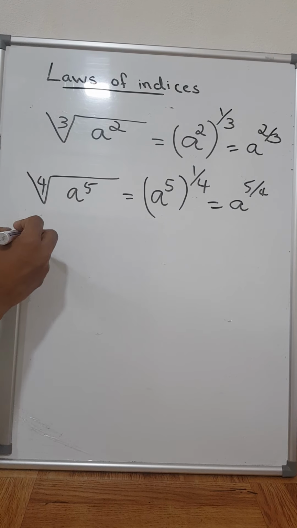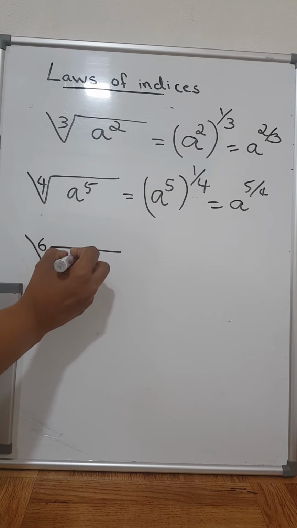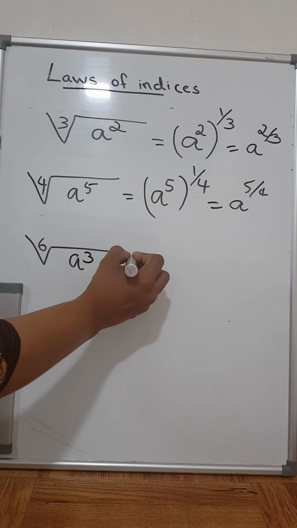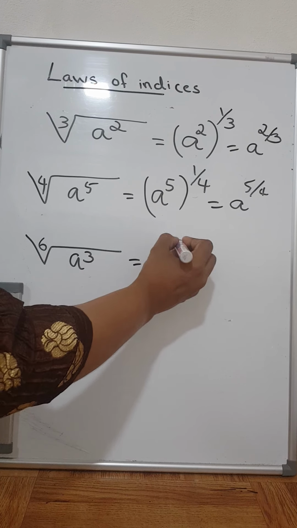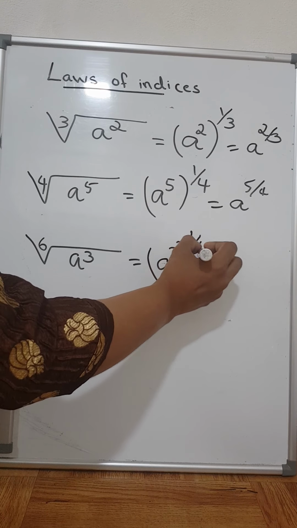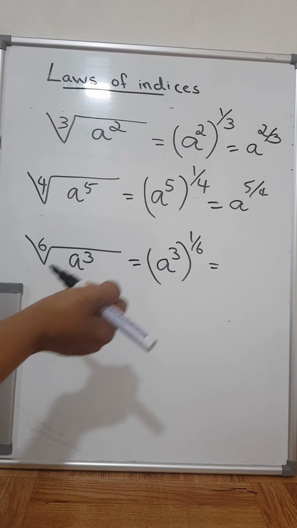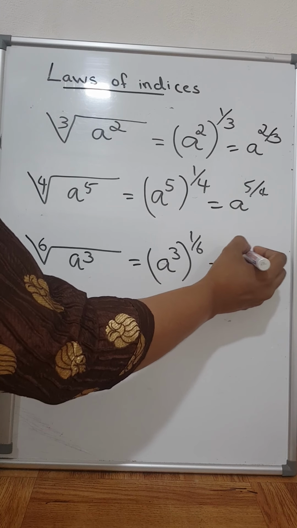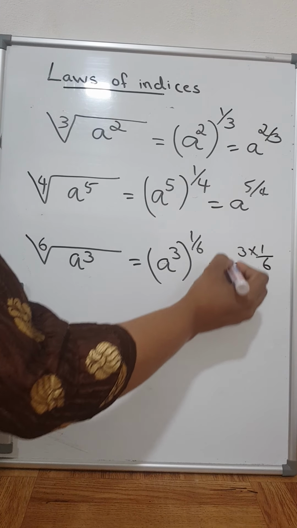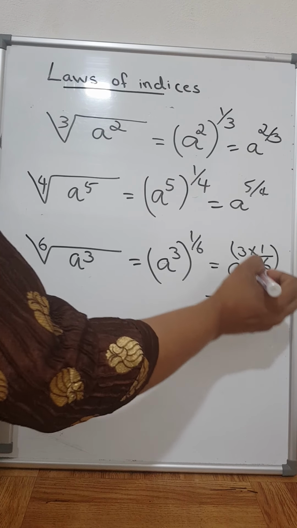Now let's see how can we represent sixth root of a cube as an index. We can represent it as a cube to the power 1 by 6. Now we can simplify it using power law. That is a to the power 3 times 1 by 6. That is same as a to the power 1 by 2.